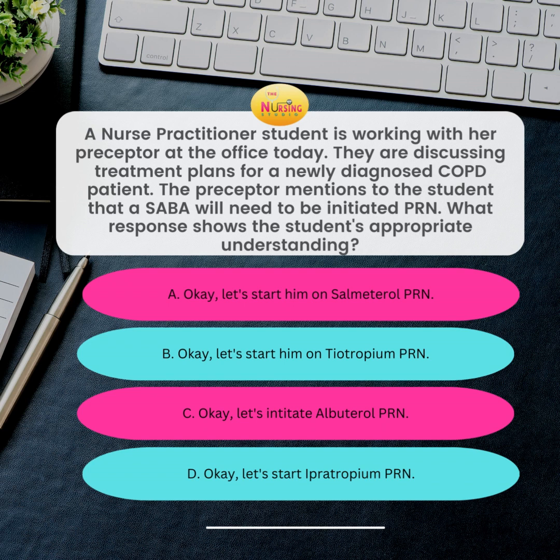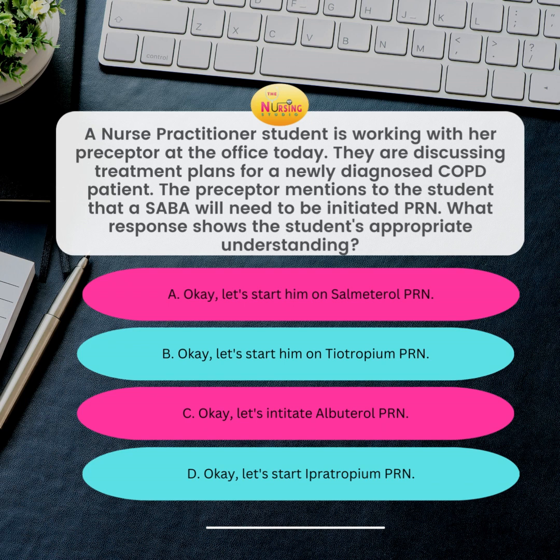So when you start to think about this, we know a SABA is a short-acting beta agonist. So which one falls into that drug class? Is it A, the salmeterol? No, because that's a LABA, right? Is it B, tiotropium? Nope, that's a muscarinic agent, right? C, albuterol? Yes, the answer is C.